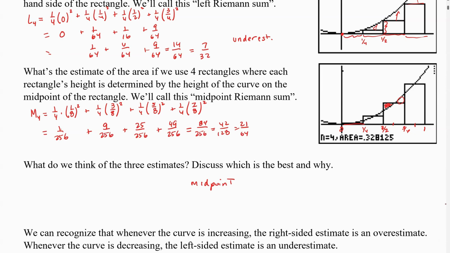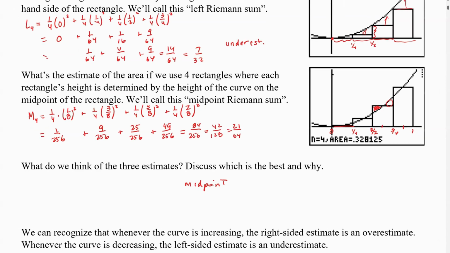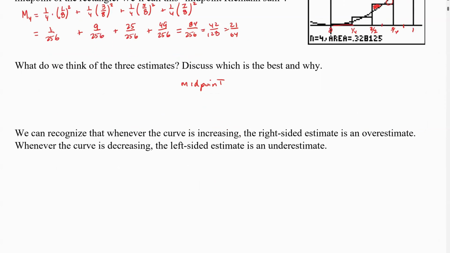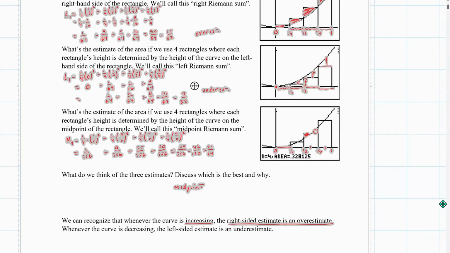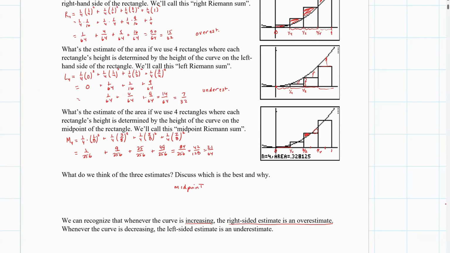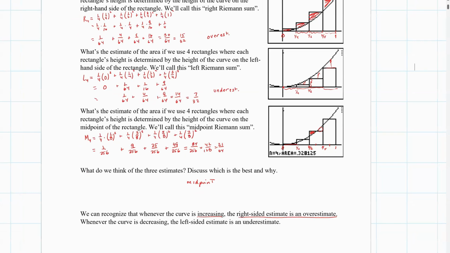Okay. Now, that's one way to do it, but there's a lot of arithmetic involved there. But here's one takeaway: if a curve is increasing, the right-hand estimate is an overestimate, as illustrated in our first one. If the curve is increasing, the left-hand estimate is an underestimate. Let's take those two facts and make sure that we bring them forward into future discussions.